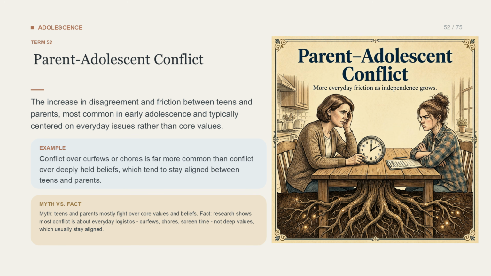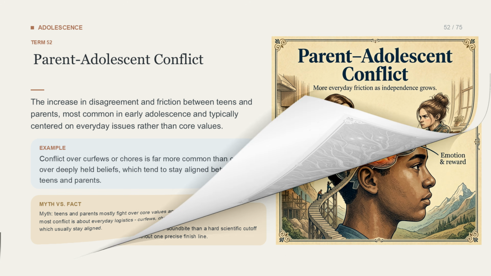Parent-adolescent conflict. Parent-adolescent conflict is the increase in disagreement and friction between teens and parents, most common in early adolescence and typically centers on everyday issues rather than core values. A simple example is this. Conflict over curfews or chores is far more common than conflict over deeply held beliefs, which tend to stay aligned between teens and parents.